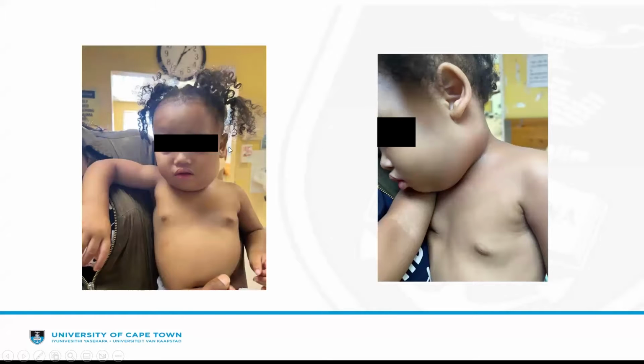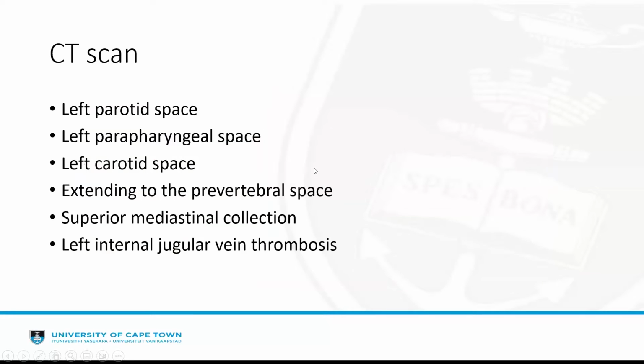This is what the patient's abscess looked like clinically, pre-operatively on assessment. And you can see she's got quite an extensive swelling on the left angle of mandible, extending quite posteriorly. Because of a concern of possible deep space neck involvement, a CT scan was ordered for her.